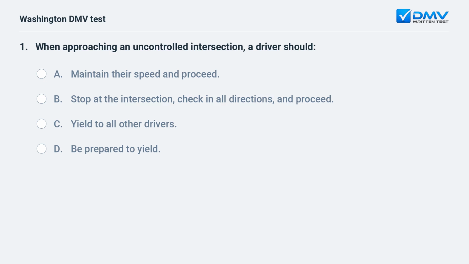When approaching an uncontrolled intersection, a driver should a. Maintain their speed and proceed. b. Stop at the intersection, check in all directions, and proceed. c. Yield to all other drivers. d. Be prepared to yield.